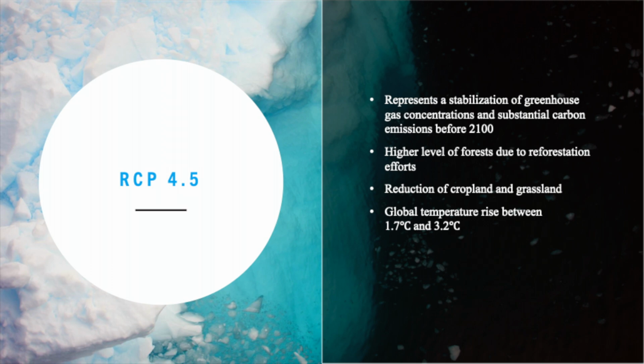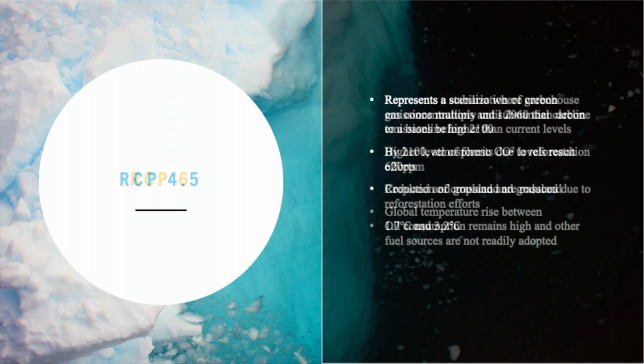Land use changes of RCP 4.5 include a higher percentage of forest due to reforestation efforts and a reduction of cropland and grassland. The Intergovernmental Panel on Climate Change rates this RCP as an intermediary scenario and estimates that this scenario will lead to a rise in temperatures between 1.7 and 3.2 degrees Celsius by year 2100.